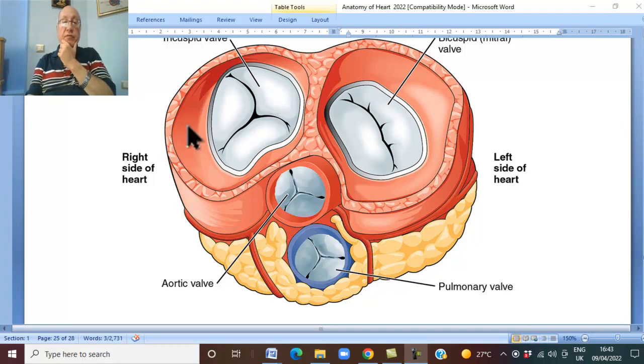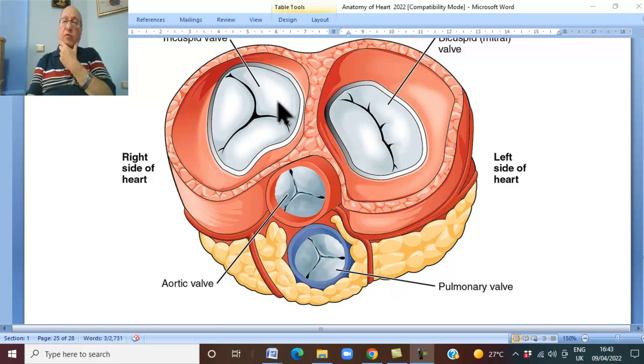This is a top view from the atrium to the tricuspid valve, which has three cusps. The anterior cusp is attached to the anterior wall of the ventricle. The posterior cusp is attached to the inferior wall of the ventricle. And the septal cusp is attached to the interventricular septum.